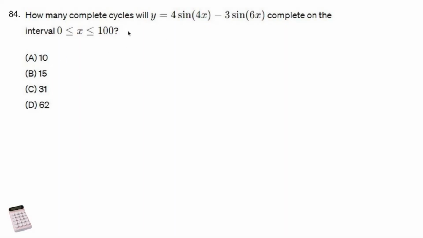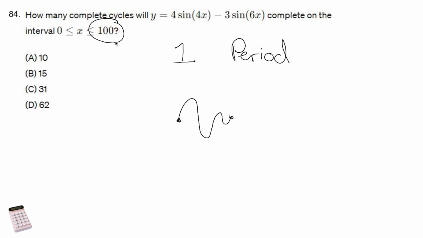So what I'm going to do is graph this in my calculator, and find out how long it takes for one period to occur. If it goes up and down and then slows down and then repeats the process right around here, I'm going to find out what one period is. Once I have one period, say it's 10, it's probably not, but say it's 10, then I'll just divide 100 by 10 and get how many times it repeats.